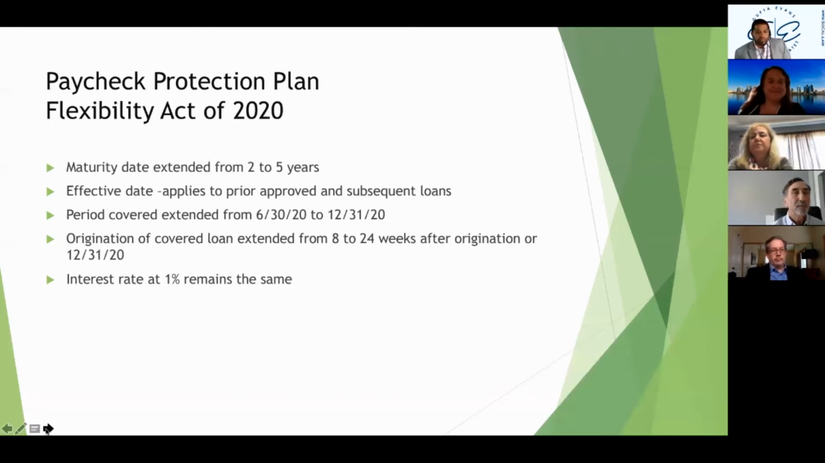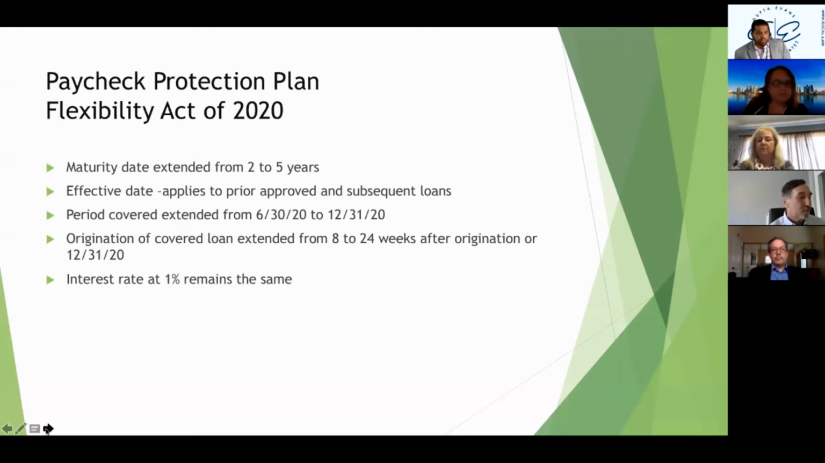Maturity date was extended from 2 years to 5 years. The effective date is as of the CARES Act, and it applies to prior as well as subsequently approved loans. The period which it covers is now extended from June 30 to December 31, 2020. And the covered period is extended from 8 weeks to 24 weeks after origination, or December 31, 2020. The interest rate, though, still remains the same. And the borrowers now have 5 years to repay the loan instead of two, which we've talked about.